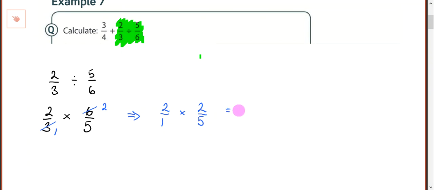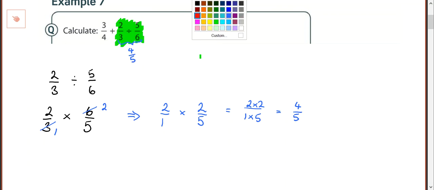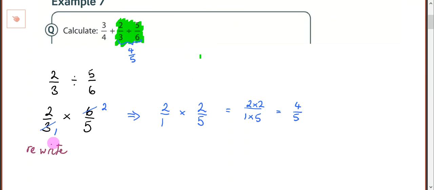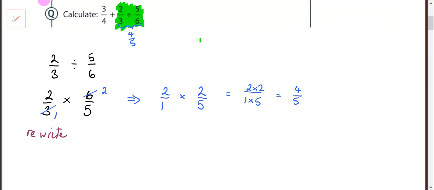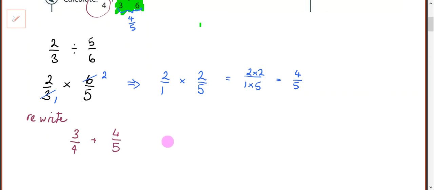So how do I multiply a fraction? Okay. Two times 2 and 1 times 5, and we end up with 4/5. So the 4/5 is going to replace this bit. Okay. So now, I'm going to rewrite my question, just so we don't get confused and start making mistakes. I'm going to rewrite this now as the problem it now is. So it's now 3/4, because I'm taking this one, and it's plus 4/5. So that's my new problem.